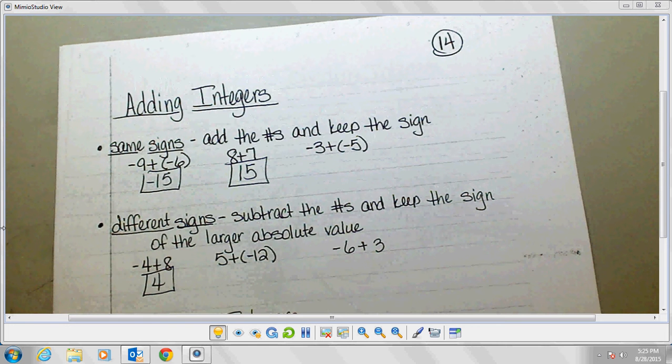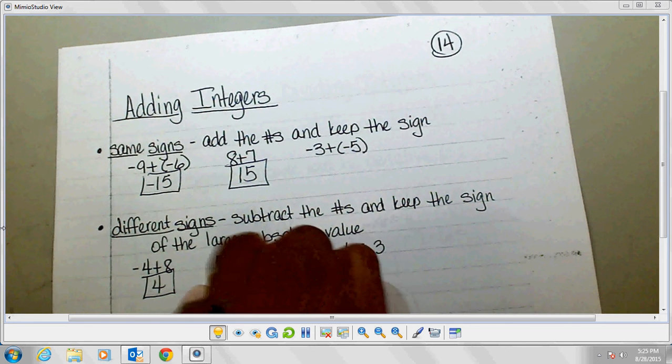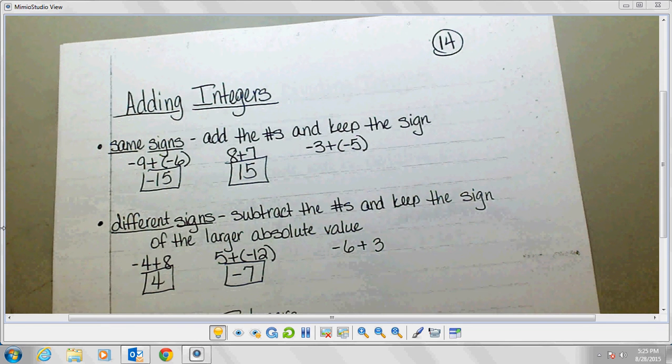Okay, in the next example, I have 5 plus negative 12. 5 is positive, 12 is negative. So I need to subtract these numbers and get 7. And since the negative 12 has the larger absolute value, that means my answer will be negative. So the answer is negative 7. Okay, you try the next example.